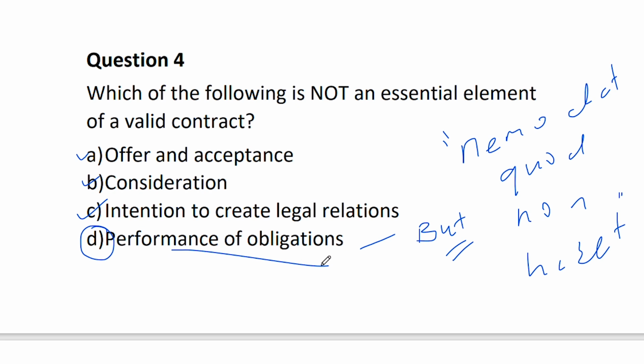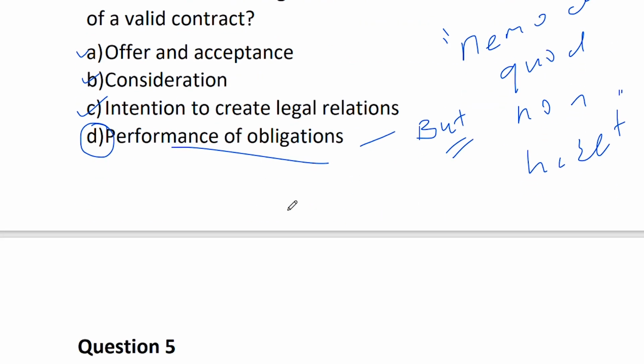Performance of an obligation comes after a contract has already been put in place, okay? You provide consideration, you expect them to do something on their part. Otherwise, it becomes a breach of contract. So that is not an essential. That is something that comes later.